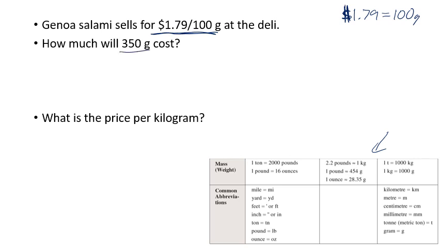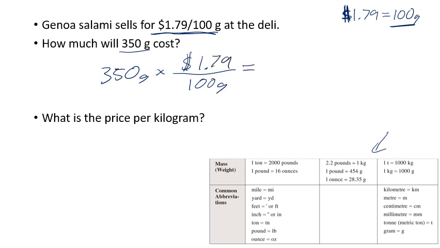So if I want to know how much 350 cost, if I was using this kind of dimensional analysis method, I would go 350 grams. Again, that's on the top. I want this grams to go away, so I'm going to put this grams on the bottom. So I'm going to write 100 grams right there. And then I'm going to write 1.79, right like that. Now what you can see is that grams are going to cancel out, because grams on the top and grams on the bottom, they cancel out. And then you're just going to be left with dollars.